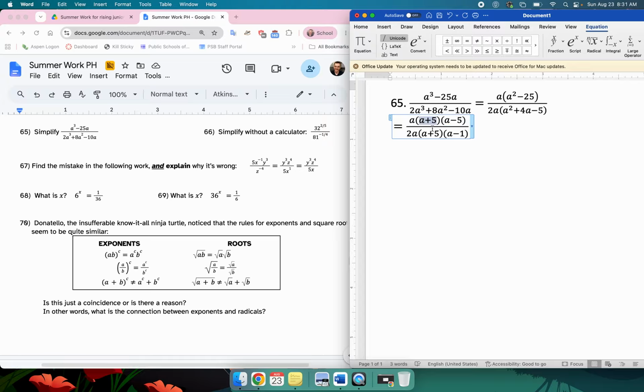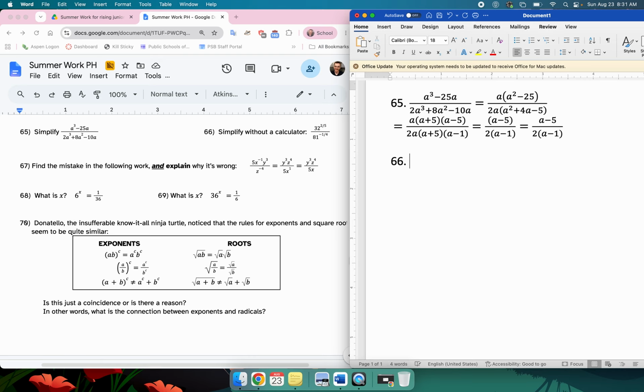This a plus 5 and this a plus 5 cancel, which leaves us with a times a minus 5 over 2a times a minus 1. Also, I guess these a's here cancel, right? This a and this a cancel. So getting rid of those, we're just left with a minus 5 over 2 times quantity a minus 1.